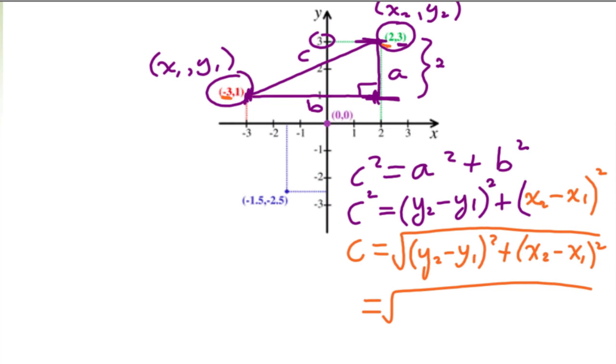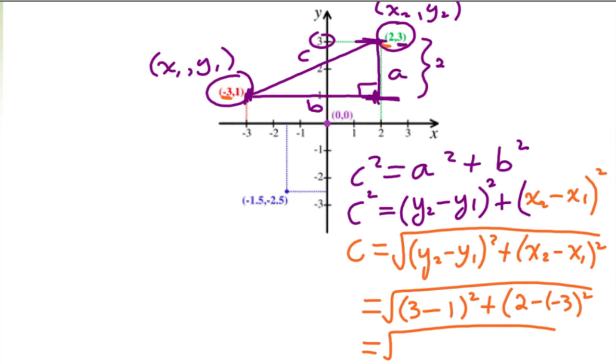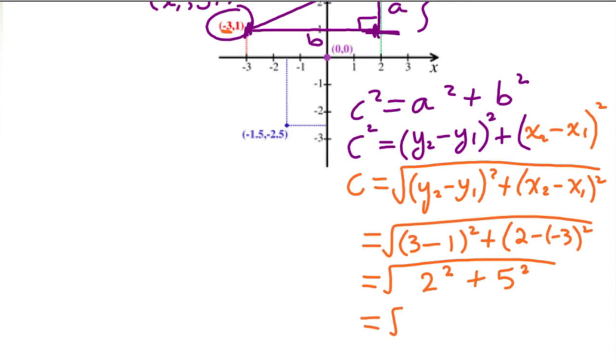So our y values are 3 minus 1, and our x values are 2 minus -3. And we could actually subtract. 3 minus 1 is 2. And 2 minus -3 is just like 2 plus 3, so that's 5. And we could find that our answer is the square root of 4 plus 25, so the square root of 29, and that would be an exact answer.